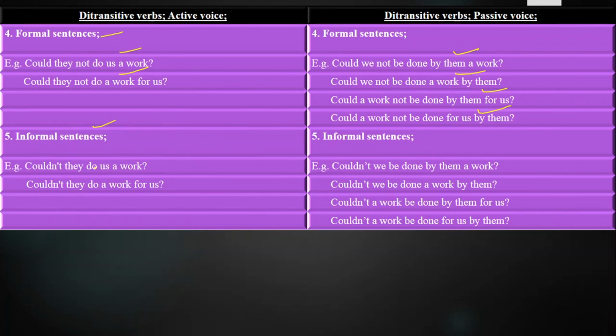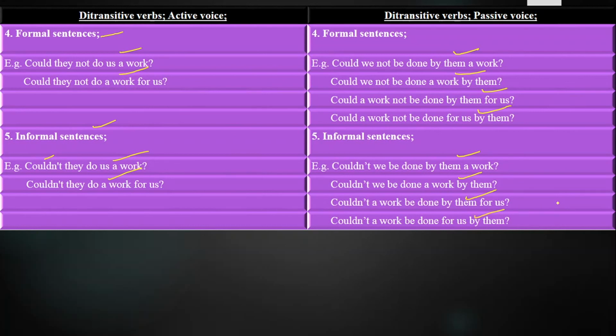Last we have got informal sentences. Those sentences in which we ask question, deny the statement and we ask them in an informal way are called informal sentences. Could not short form is couldn't. Couldn't they do us a work? Couldn't they do a work for us? Couldn't we be done by them a work? Couldn't we be done a work by them? Couldn't a work be done by them for us? And couldn't a work be done for us by them?